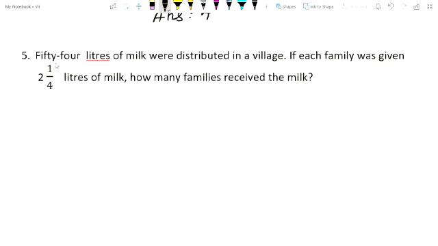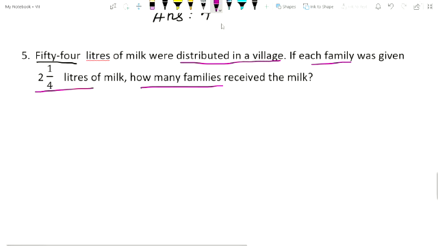54 liters of milk were distributed in a village. If each family was given 2 into 1 by 4 liters of milk, how many families received the milk? Okay. So here capacity of milk is given. Okay. Then capacity of milk received from the each family is given. We need to find out number of families. Okay, children. So write the solution.